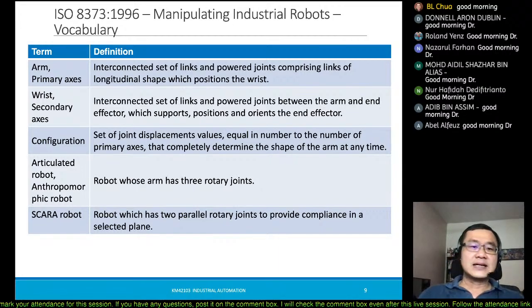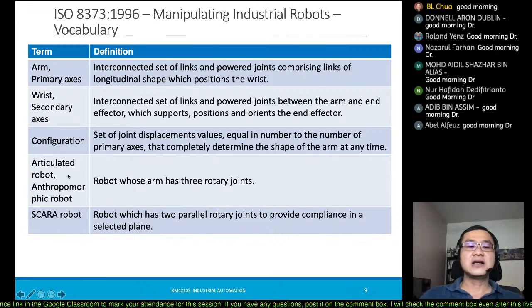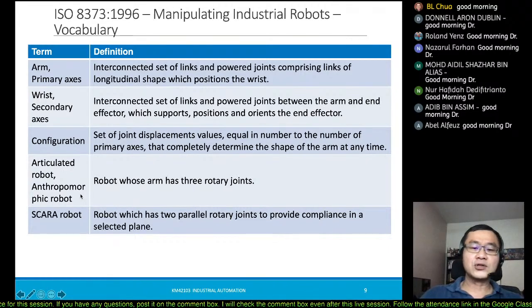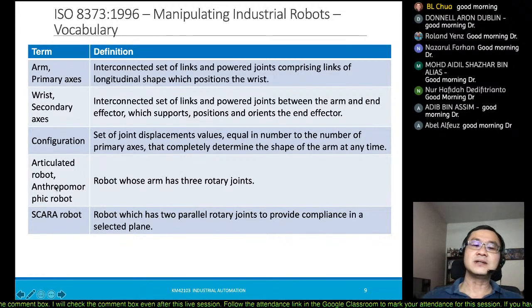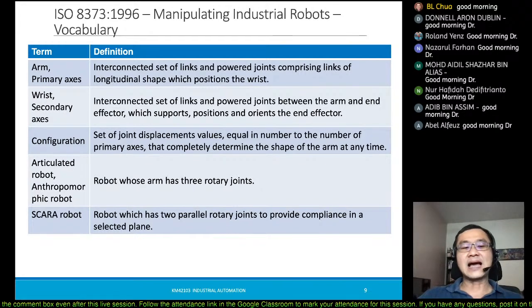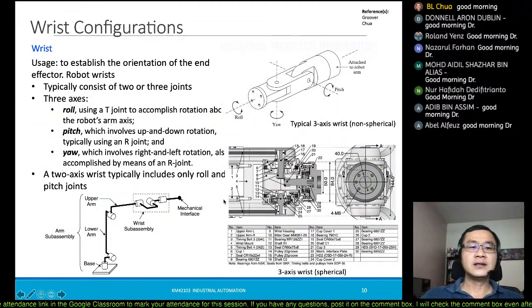So these are, again, some vocabulary from the ISO standards: the primary axis we call the arm, and the secondary axis we call the wrist. Then there is the term called configurations. They also define articulated or anthropomorphic robots, which refers to the most typical type, the one similar to the human's arm, and the SCARA robot. So these are the definitions based on the ISO. Then we come to the wrist configuration.